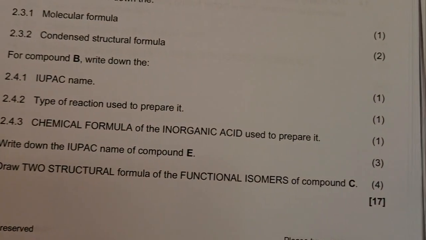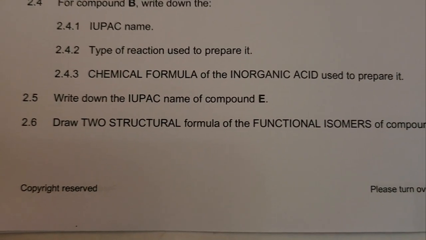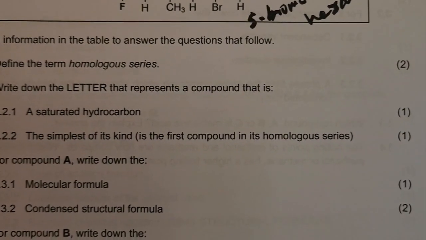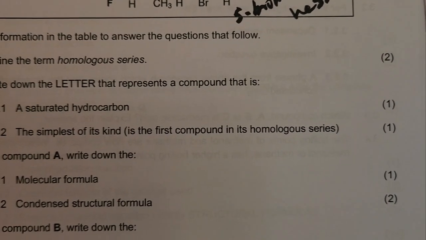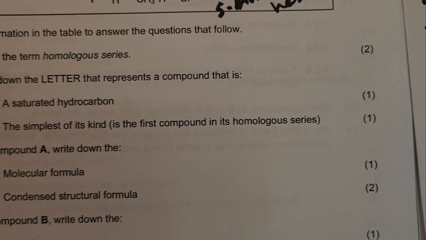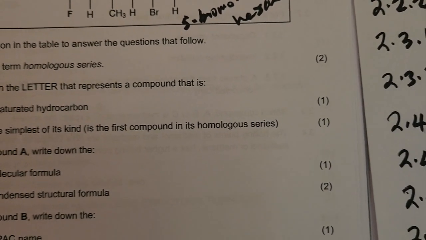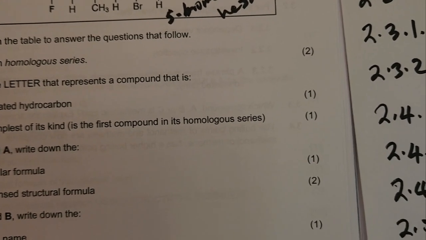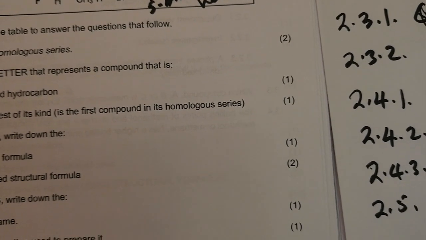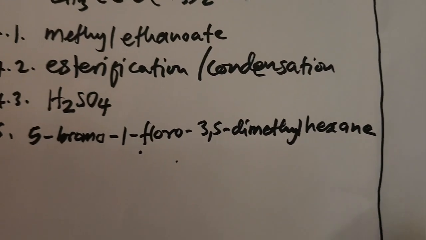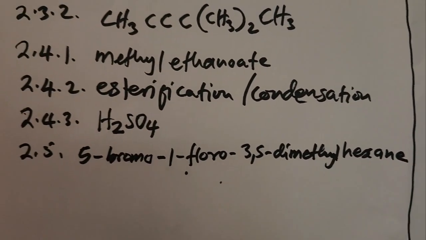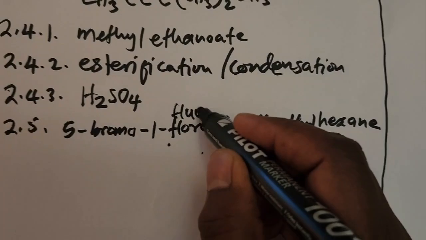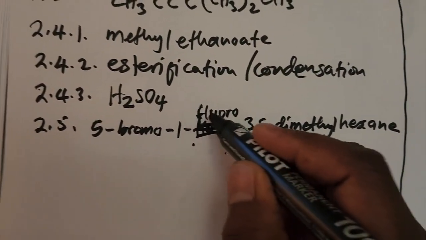2.5, write down the IUPAC name of E. We've already done that for E. We said E, it's 5-bromo-1-fluoro-3,5-dimethylhexane structure. I think we have done that. It's very long, it's fine. So fluoro, sorry for that one, should be fluoro, fine.